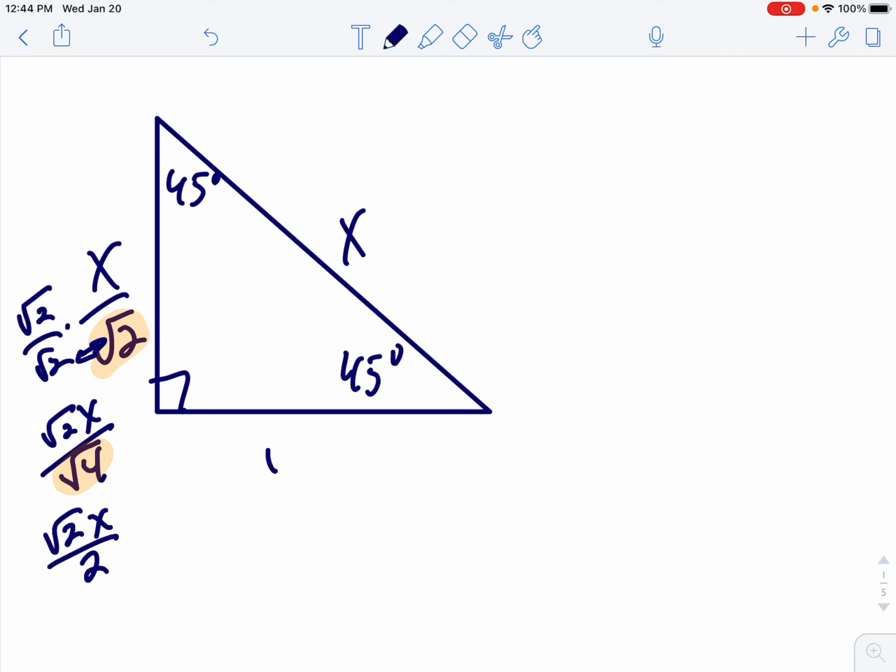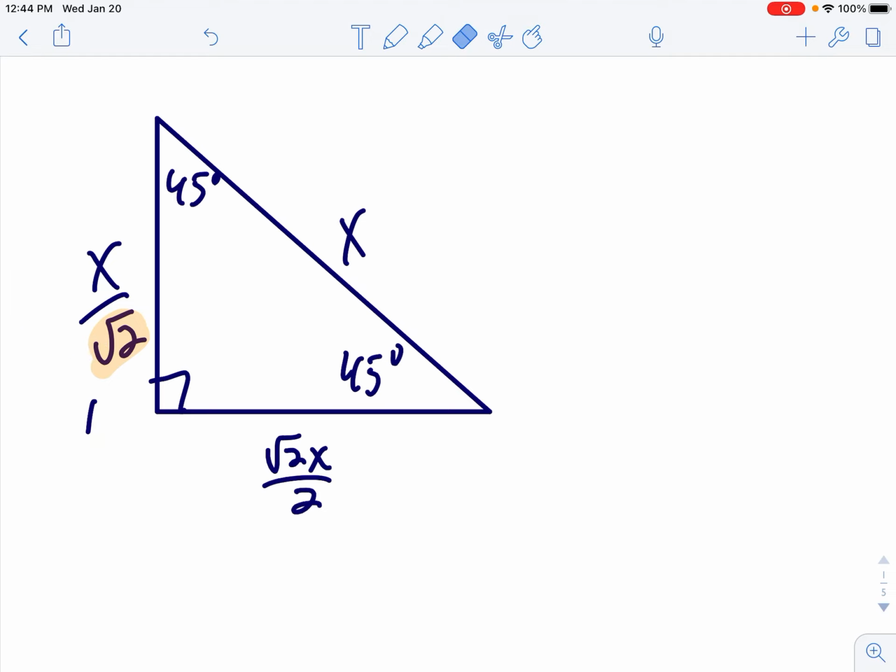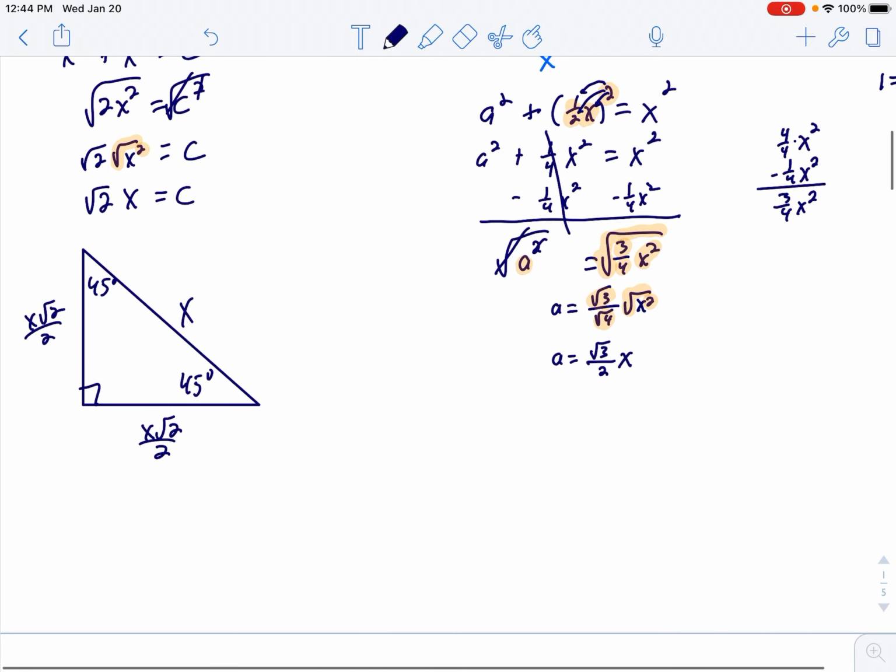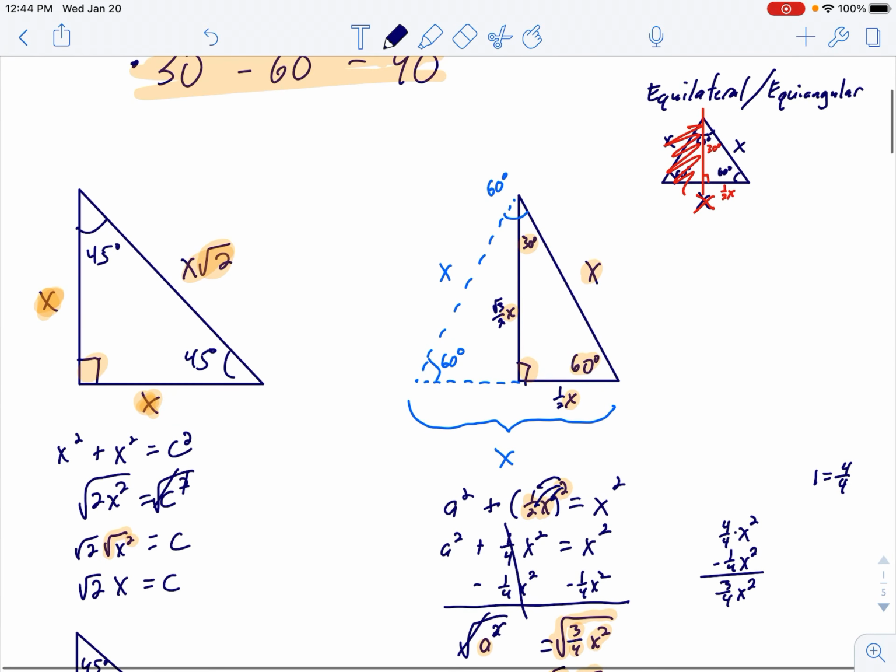This side can be called radical 2x over 2 instead of x over radical 2, because again, there's that rule where you're not allowed to have roots in the bottoms of fractions. So then you change this to that. And then, okay, normally you put the number in front of the radical. And there, finally, we get the final form of this.